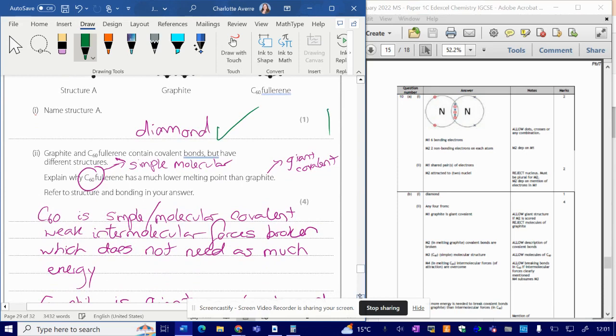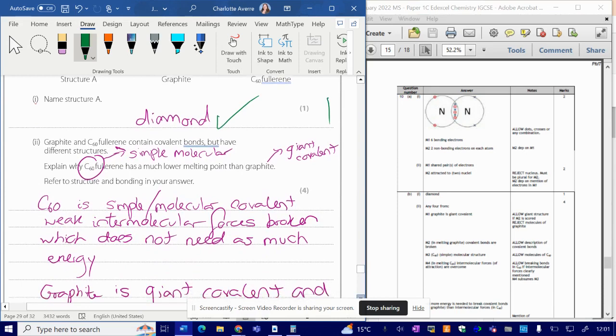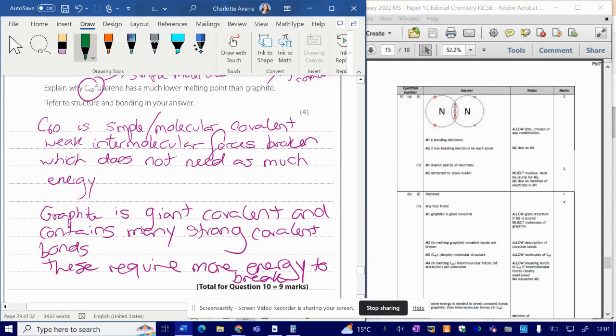Substructure A is diamond, and then we've got our 4 marker on structure and bonding. A mark for saying that graphite is giant covalent, done. And a mark for saying that we are breaking covalent bonds. We haven't really explained that, so I'm not going to give that mark. I have said it can... Oh no, I have said that, sorry. It contains many strong covalent bonds, and these require energy to break. More energy to break. So I have mentioned the fact that we're breaking them.